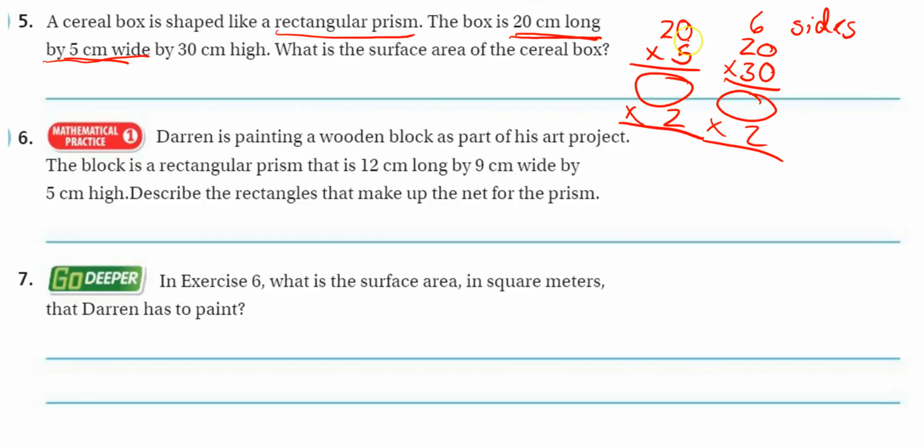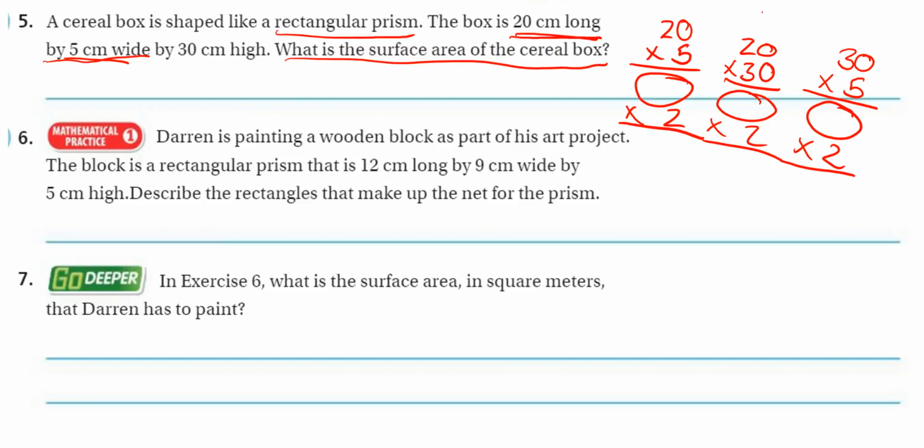And lastly, the only thing that I haven't done is multiply the 5 and the 30. So I'm going to do 30 times 5. Get that answer and multiply that by 2. And this is 2, 4, 6 sides. So I've accounted for all 6 sides. Okay. So I'm going to let you finish that math off to find the surface area of the cereal box.